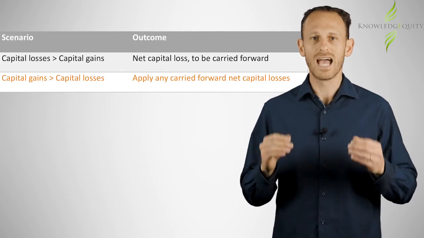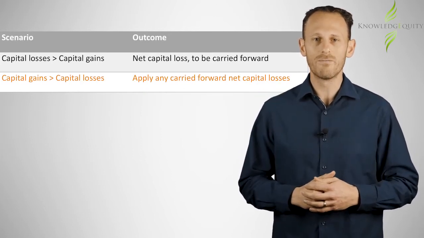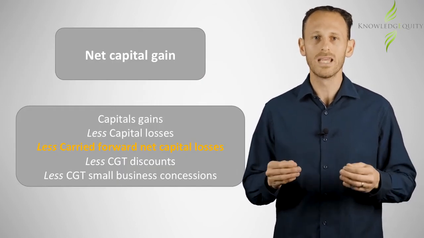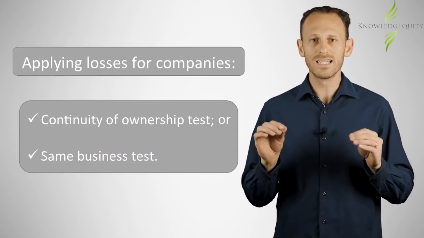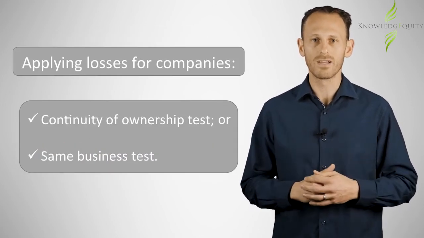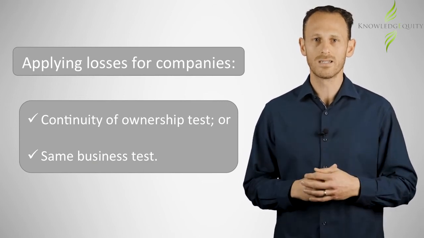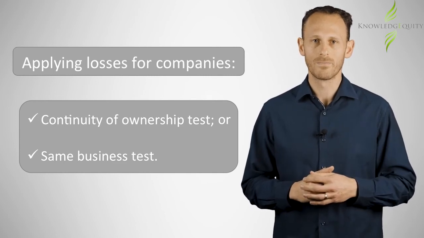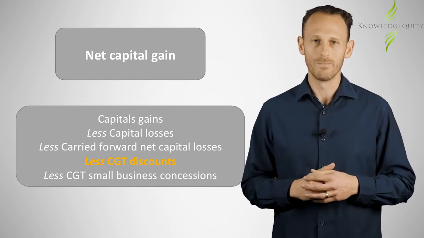If capital gains are greater than capital losses, we can then apply any carried forward net capital losses from prior years, in the order in which they occurred. Note that special rules exist for applying capital losses of a company, requiring either the continuity of ownership test or the same business test to be satisfied. We can then apply any CGT discounts that may be available.